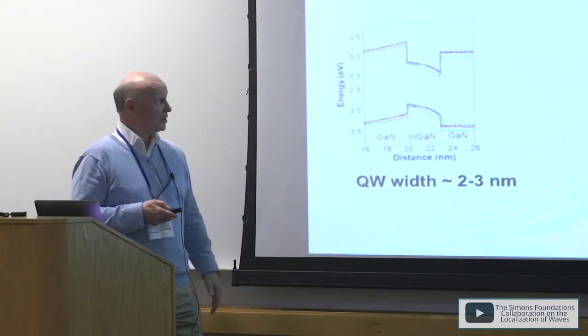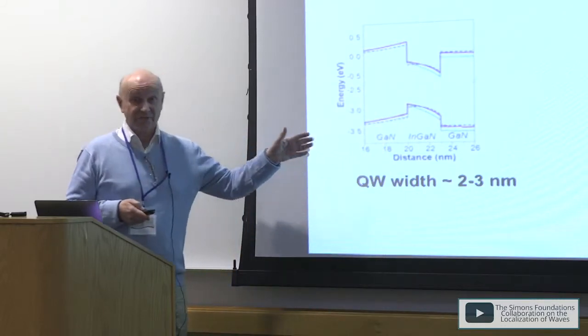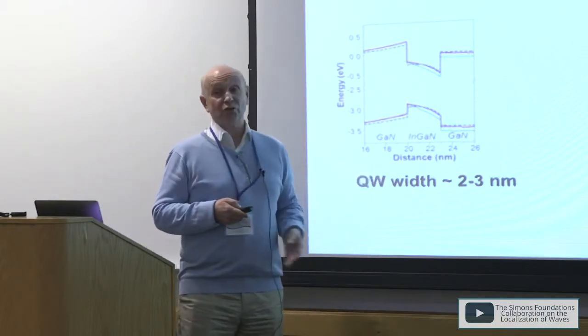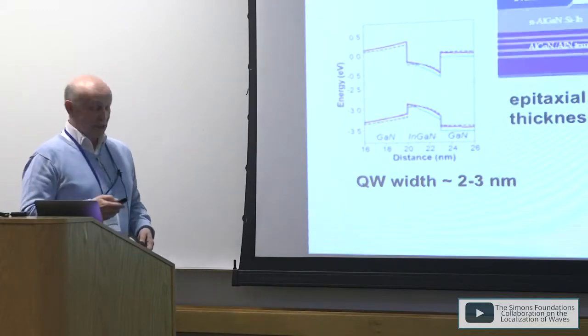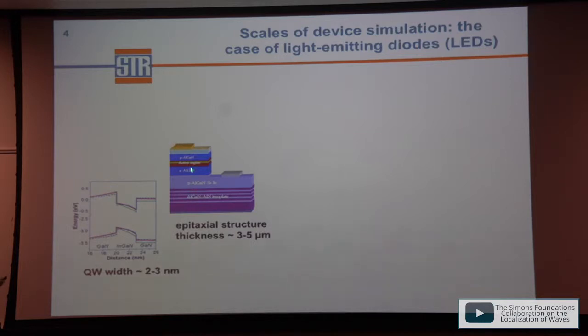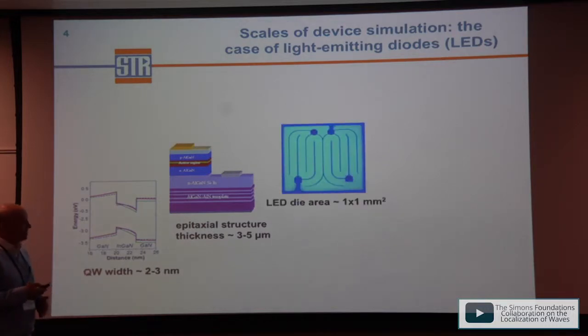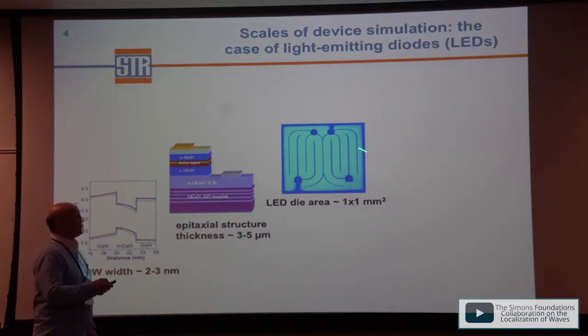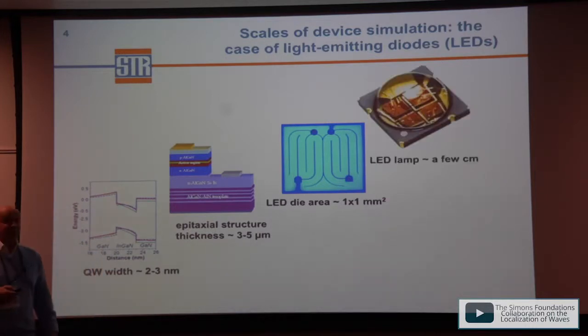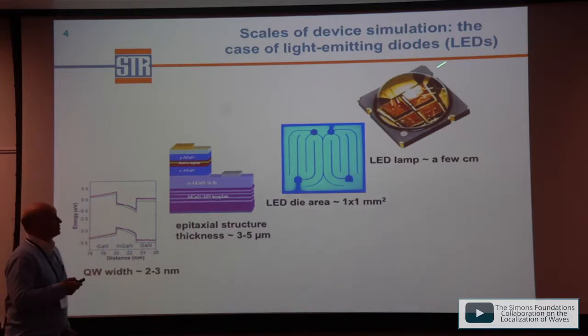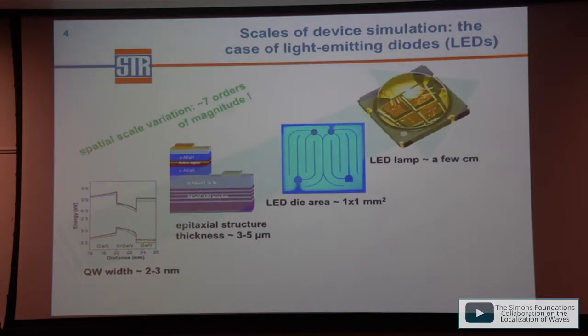What about the spatial scales? I would like also to show you the different spatial scales using LEDs as an example. For instance, if we consider the active region of the LED, the quantum well, the typical width of the quantum well is 2-3 nanometers in indium gallium nitride materials. If you consider the LED structure, the thickness of the LED structure is a few micrometers. If we consider the LED die, in the case of high power LEDs, typical dimensions are 1 by 1 millimeter. And finally, if we consider the LED lamp, where light conversion can also be used, the typical dimensions are a few centimeters. So in total, there are 7 orders of magnitude difference in the spatial scales.